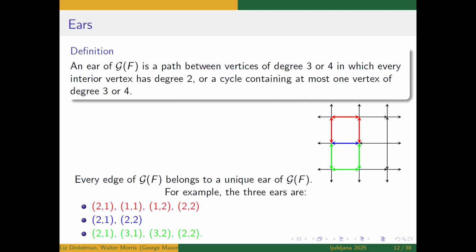Next concept is that of an ear. An ear of script G of F is a path between vertices of degree 3 or 4 in which every interior vertex has degree 2, or a cycle containing at most one vertex of degree 3 or 4. So we have 3 ears here: this red ear, the blue ear, and the green ear.